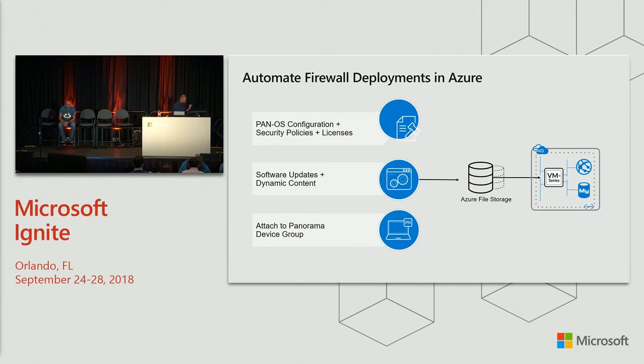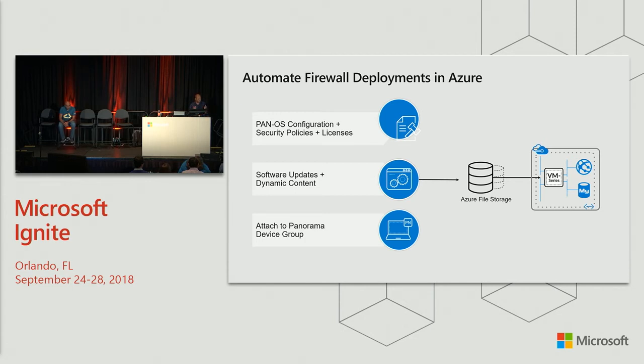I'm not going to walk through those. But I want to show you the automation pieces on the firewall. So the first thing I mentioned was the bootstrapping feature. So here's how we do it. There are several other ways you could do it. One idea is you take the security policy, licensing, software updates, everything. You put it in the Azure file storage.